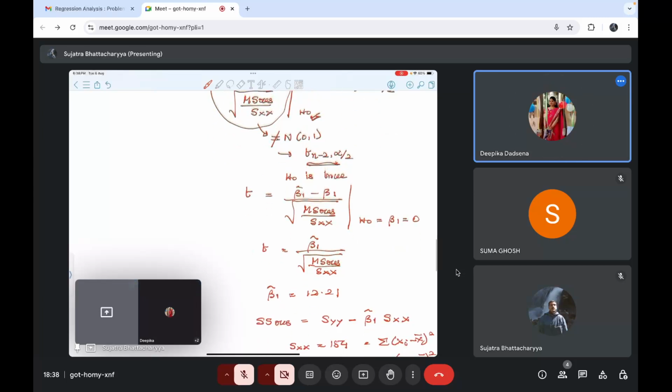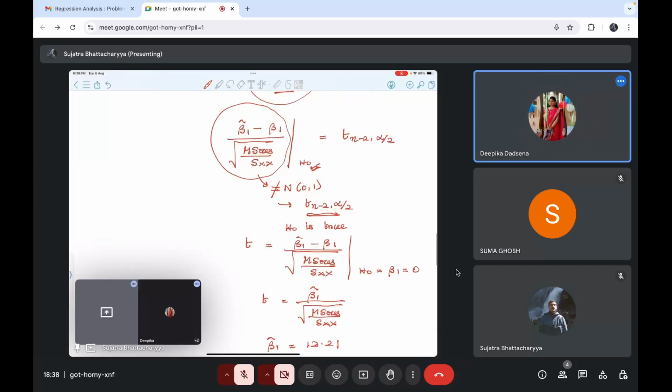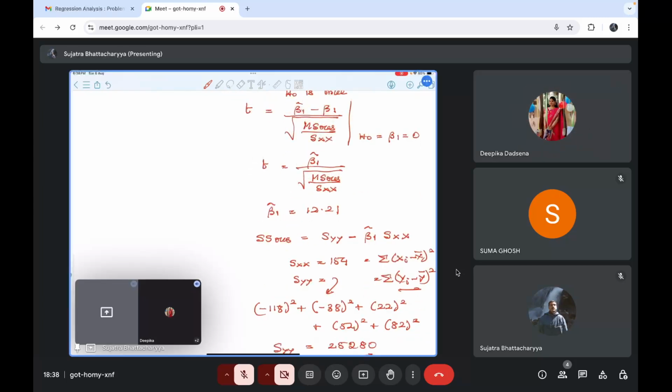Which one? Can you repeat? Yes, square, like this one. Right? Xi minus x bar whole square. Right, okay, yeah, you can use it.